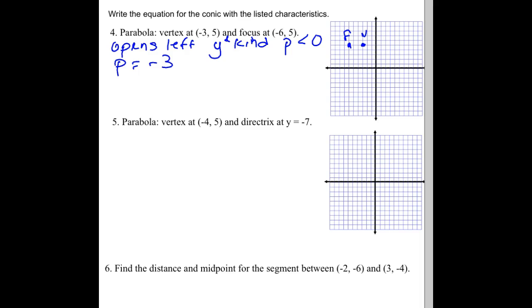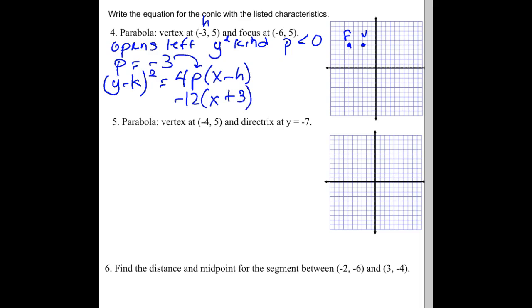We know it's a y squared kind, so we have our basic equation, y minus k quantity squared equals 4p times x minus h. And we can just dump in our numbers now. So if we put a negative 3 in here for p, we're going to have negative 12. We need x minus our h value, which is this negative 3. So x minus negative 3 is actually going to be x plus 3. And on this side, we have y minus our k value, so y minus 5.